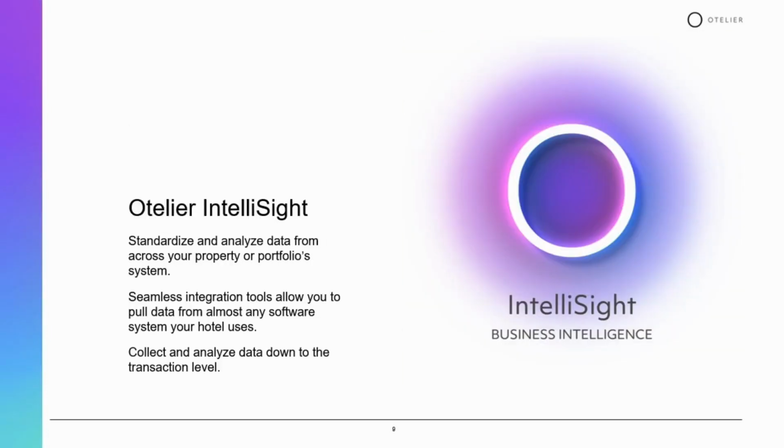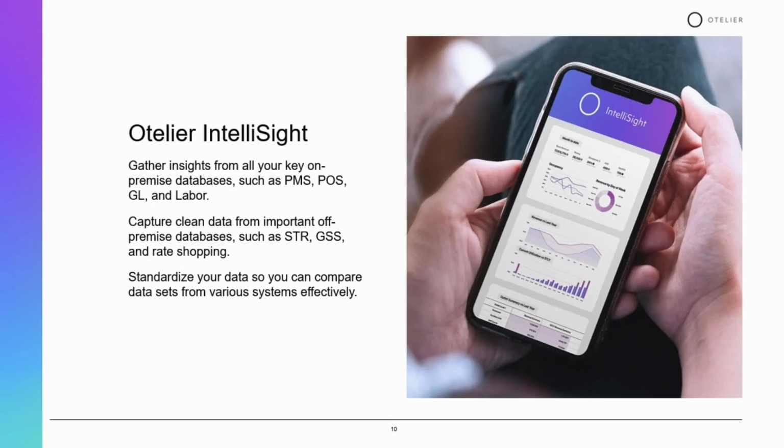Otelier IntelliSight allows you to transform your data into actionable insights. Access the right data at the right time to help you make the best possible decisions. IntelliSight pulls in key data from across your disparate systems to enable centralized access to your hotel's most impactful insights. With IntelliSight, you can consolidate data from across your portfolio. You can capture siloed data from on-premise systems such as PMS, POS, General Ledger, and Labor, and off-premise databases such as STR, guest satisfaction reports, and rate shopping tools.